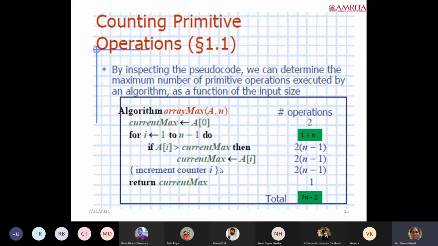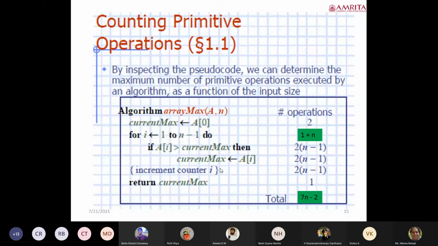And now this particular line, current max becomes A[i]. This may happen or may not happen. So we assume the worst case scenario. Worst case scenario means the array is given already sorted in increasing order, and I want to find the array max. So every time I will have to execute this operation, because A[i] will be greater than the current max every time. So in the worst case, it will take 2 into n minus 1 time. The worst case is when my array is already sorted. So every time A[i] will be assigned to current max. Again, with the same reason, indexing and assignment, 2 into n minus 1.